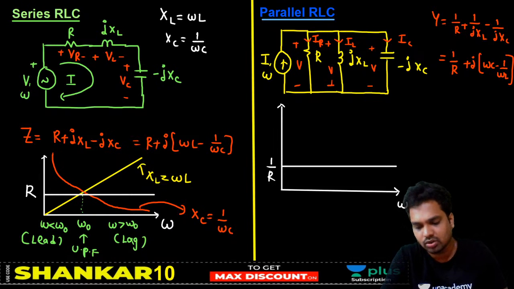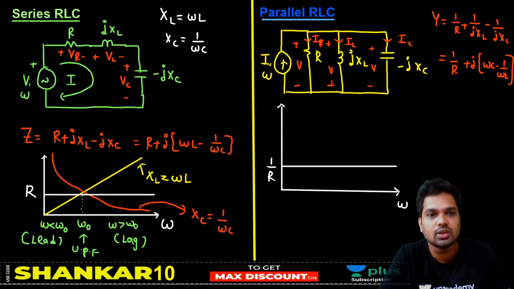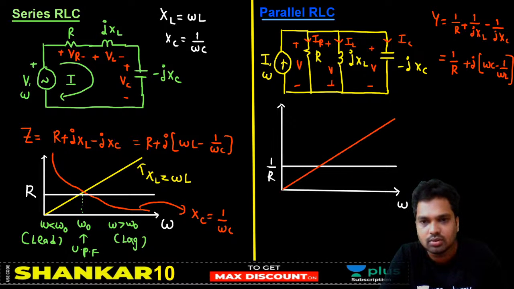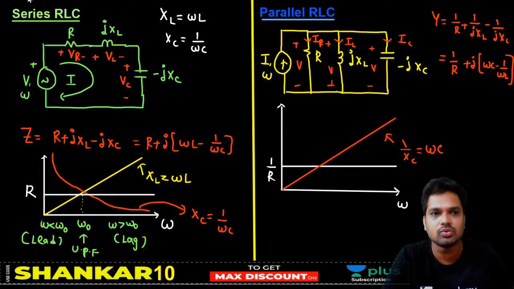Okay, with respect to omega. Omega naught is 1. Omega naught will be any value. So, Shiva, you can understand now. Omega into C: when omega increases, omega C varies linearly, like this. This is your 1 by XC, which is equal to omega into C.